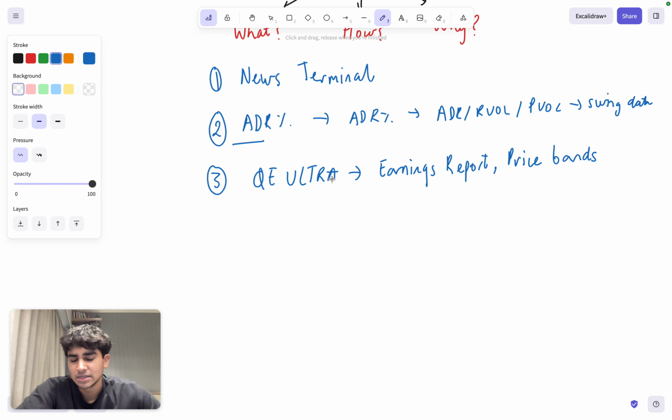What do I use it for? Simply to get the earnings reports and price bands. How? I've used the one by Equity Craze. It is available on Twitter. And why do I use it? I use it because honestly, this price band factor is super important for me. Earnings reports are still not that important.